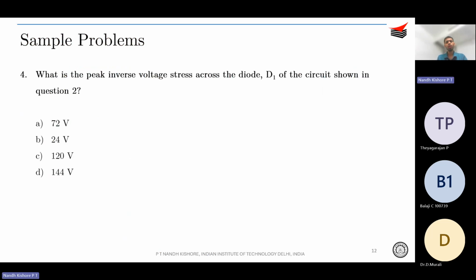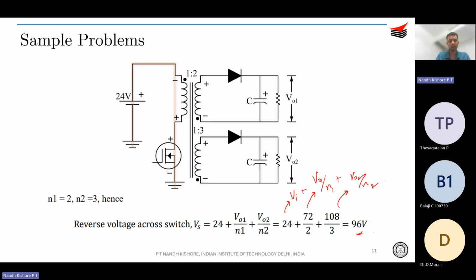So next question is again a continuation. What is the peak inverse voltage stress across the diode D1 of the circuit shown in question 2? So the previous question was about the stress across the switch. Now the question is, what is the voltage across this diode? Or if you take the polarity, it should be something like this. What is the voltage across the diode?